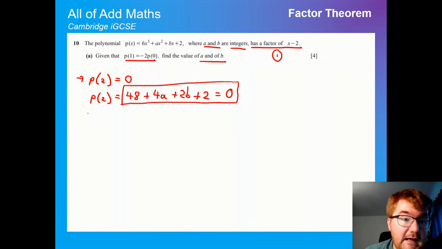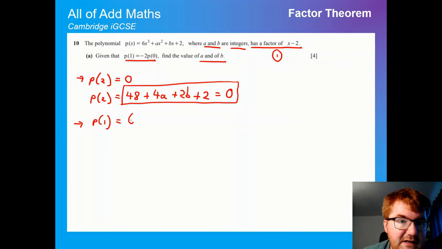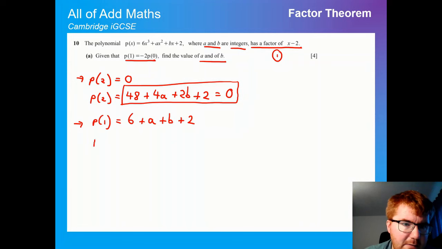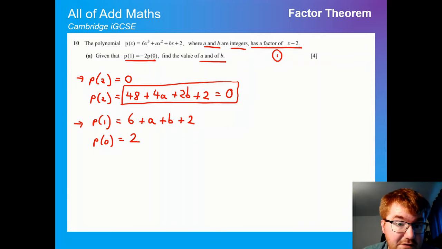And now we're going to use the second piece of information, a little bit different to what we've seen before here. So first of all, I'm going to work out p of 1 and p of 0 separately. Wherever I see an x, I'm going to put a 1. So we get 6 plus a plus b plus 2. And then we're going to do p of 0. Well, that's really easy because all the terms in x disappear, and we're just left with 2.